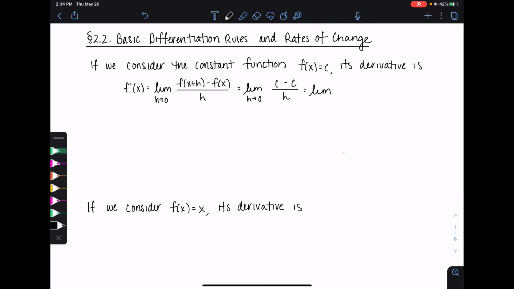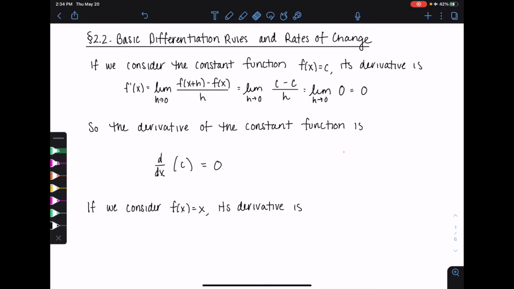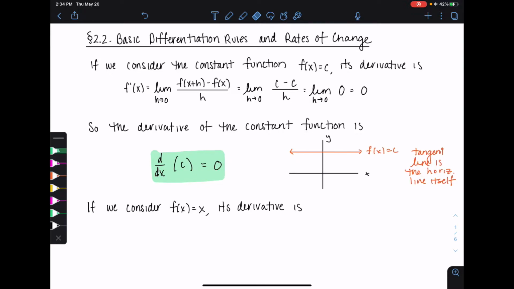So the numerator is always equal to 0. So this is 0, which means the limit is 0. So the derivative of the constant function is 0. No matter what you do, the rate of change of this is nothing. Graphically, if you have your constant function, it's just a flat line. No matter what point you pick, the tangent line is the line itself. It is flat. It has slope 0.